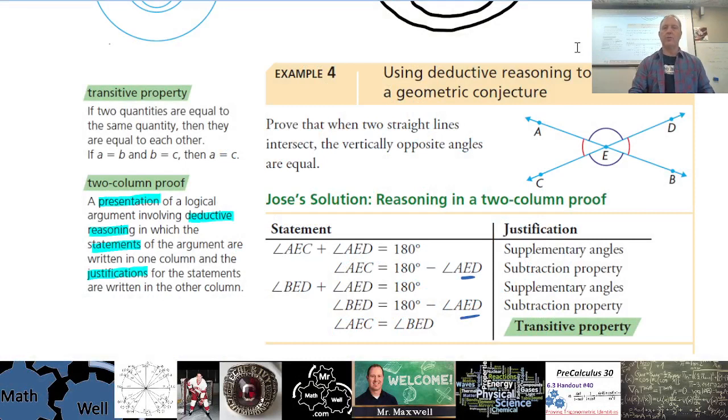All right, two-column geometry proofs. We're going to go over an example in your textbook, and then we're going to do one on our own here, okay? So find this in your textbook. All right, so two-column geometry proofs. I remember these when I was in grade 10, okay?